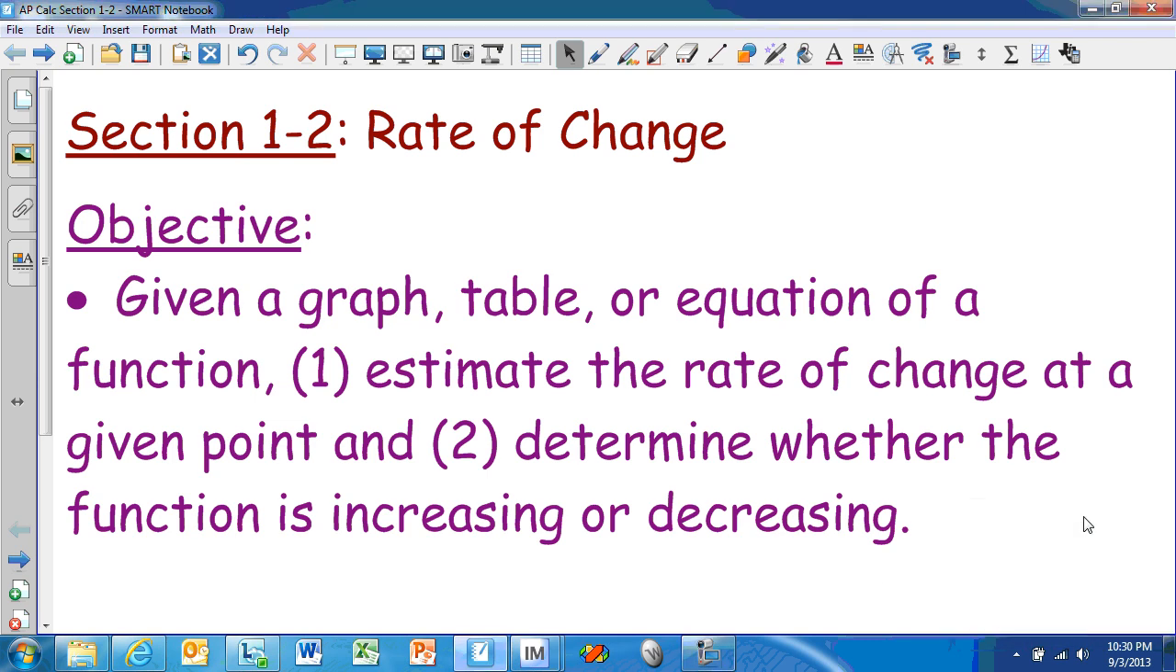Okay, section 1.2 is titled Rate of Change. The objective is, given a graph, table, or equation of a function, one, estimate the rate of change at any given point, and two, determine whether the function is increasing or decreasing. So there's lots of information for us to cover there.